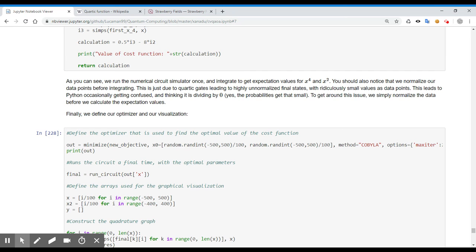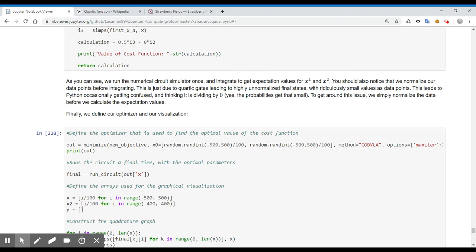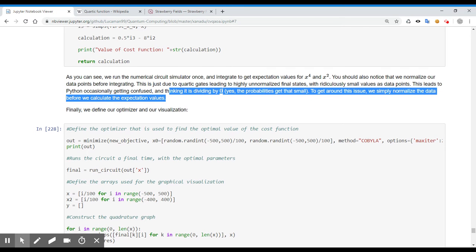As you can see, we're on the numerical simulator, so integrate again. This is one confusing technique, it's divided by 0. What's the data before we calculate the expectation? But let's find out as we define our parameters.